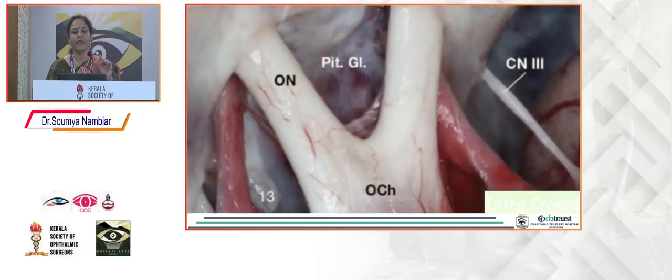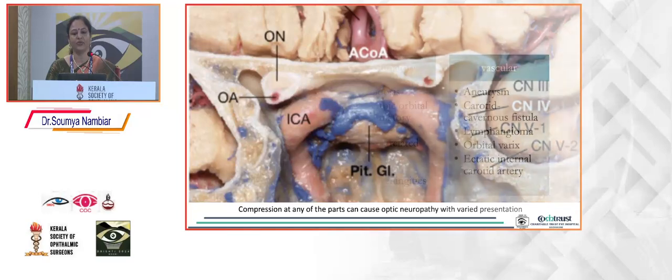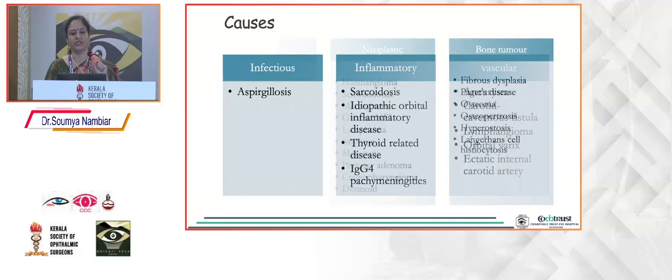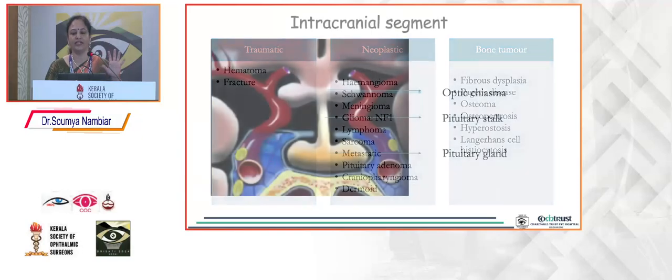This is to emphasize how the optic nerve is joining the optic chiasma. You can see the pituitary gland just beneath, and any tumor there can cause compression on the optic nerve or the optic chiasma. And this is the coronal view of a dissection. When you have a coronal view radiologically, you can see this picture. You can see the optic nerves, an internal carotid artery and a pituitary gland. So any infection, any inflammation, any vascular cause, any trauma, any neoplasm, any bone tumor, all these can cause compression.